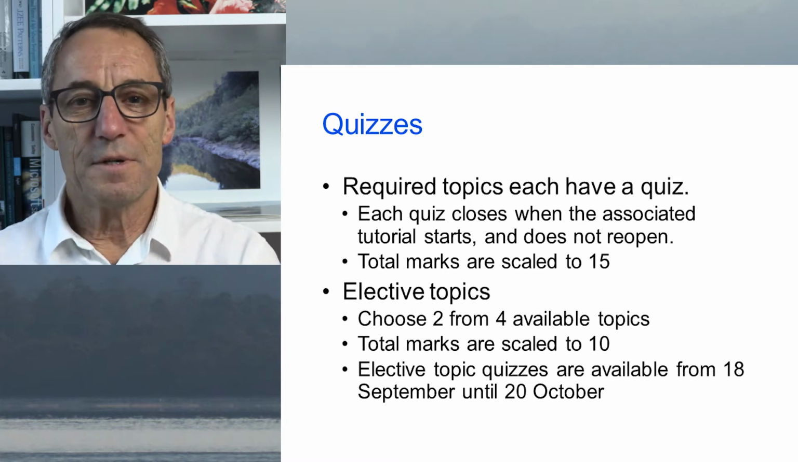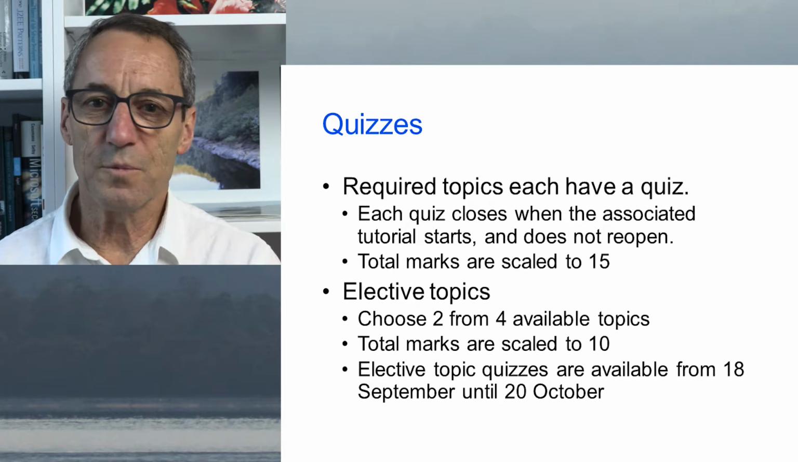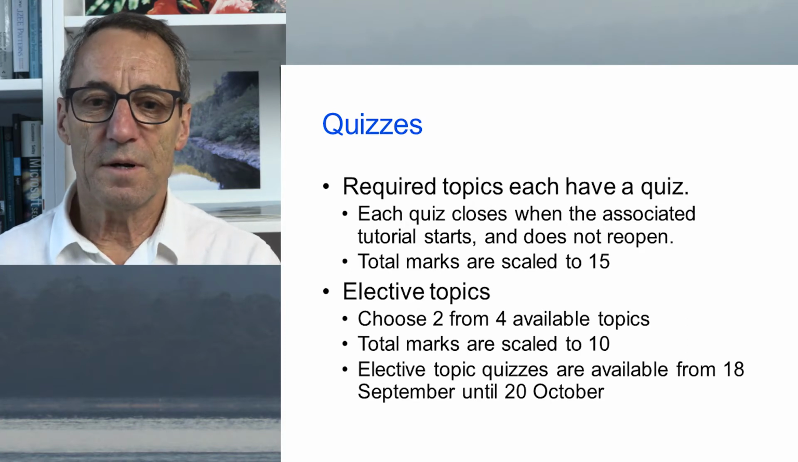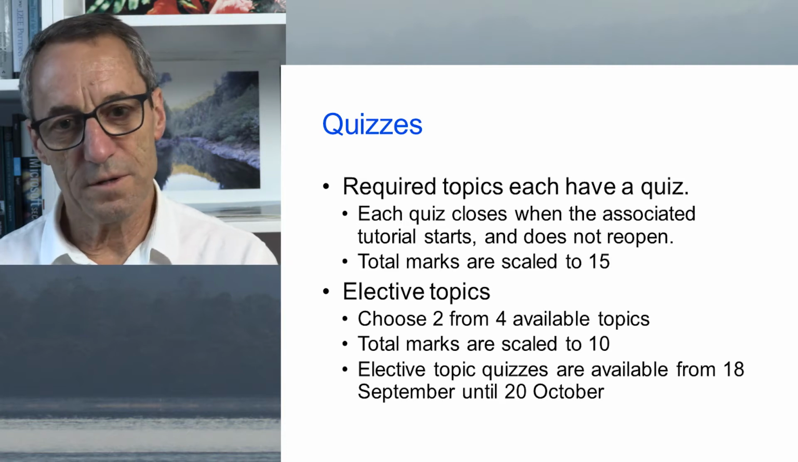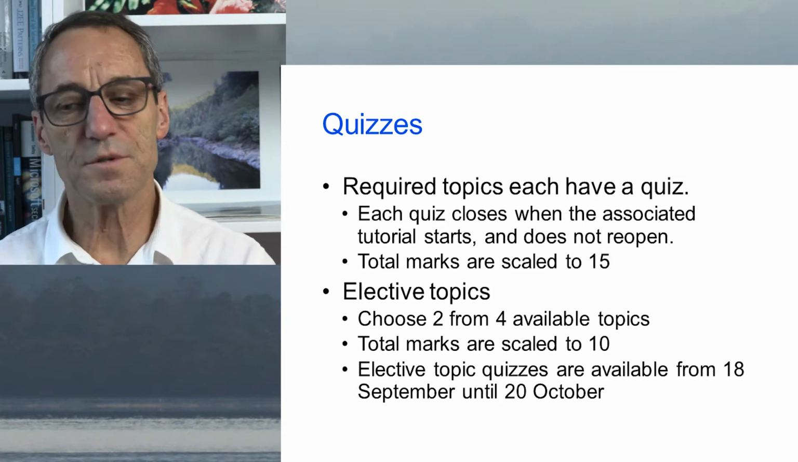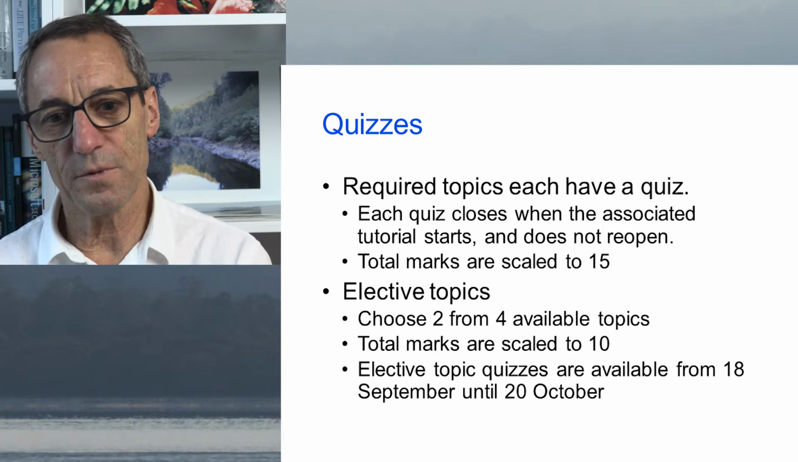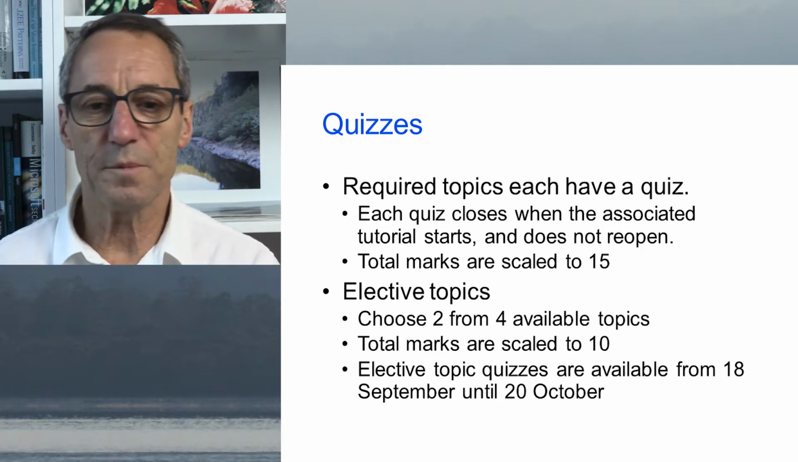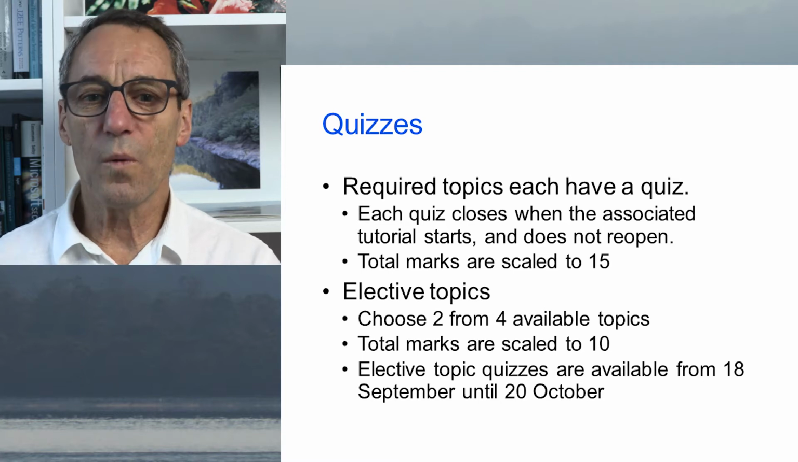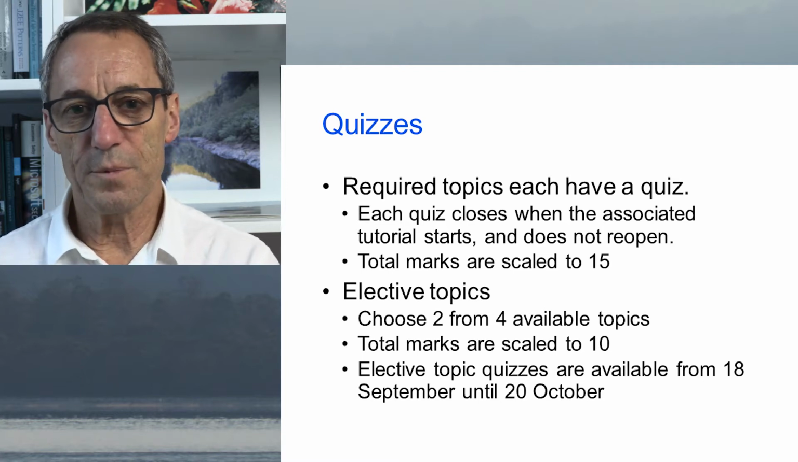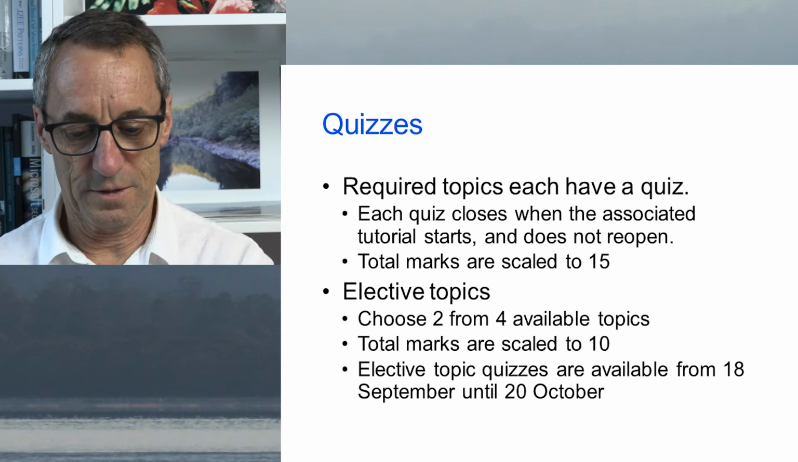Elective topics. You get to choose 2, any 2, I don't mind which 2, and answer the quizzes for 2 of them, and they scale to 10. So basically you get more marks per quiz for the elective topics than you do for the required topics, and that's okay. You can do more than 2 elective topics. I'll take the best 2 marks.